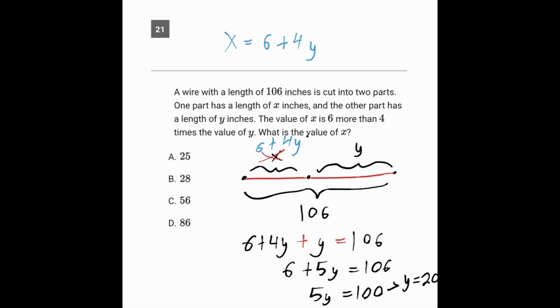So be careful here because the question is not asking us for y, it's asking us for x. But that's easy enough because x is 6 plus 4 times y, which is 20. So that's 6 plus 80, 86, which is answer choice D here.